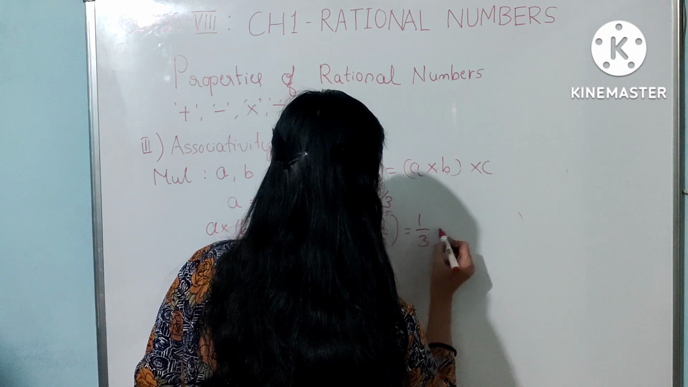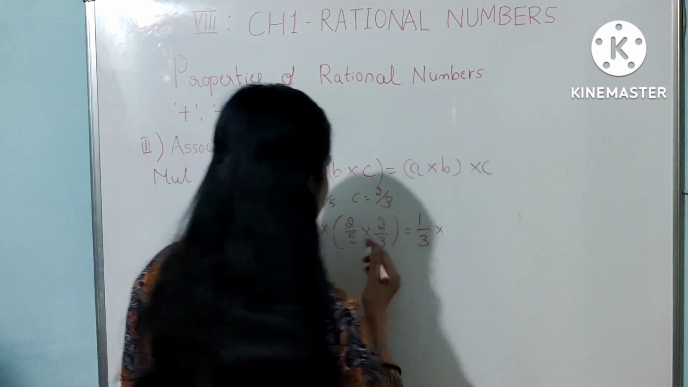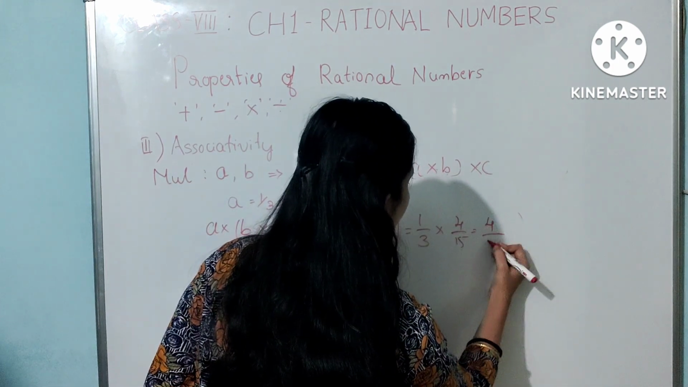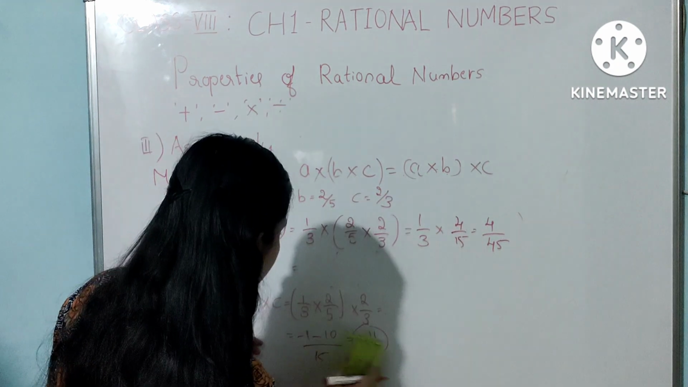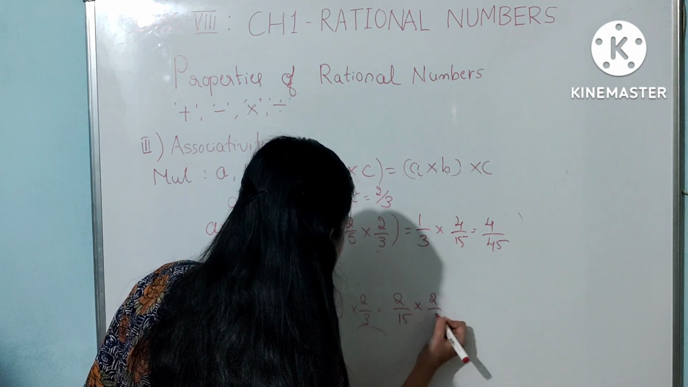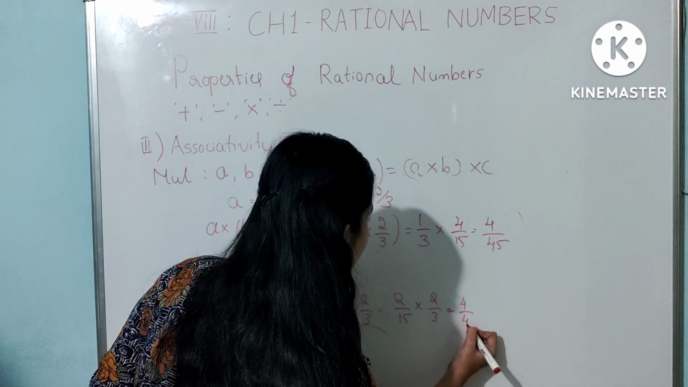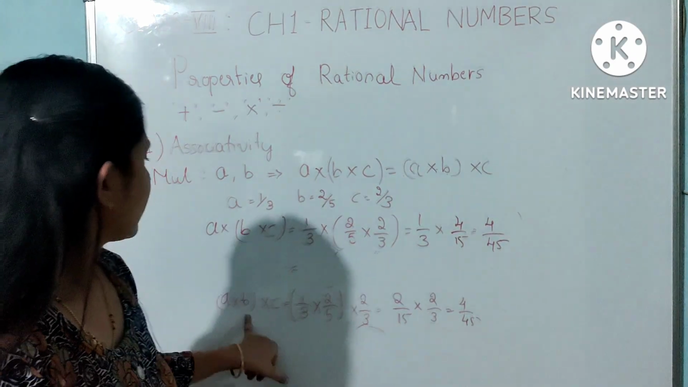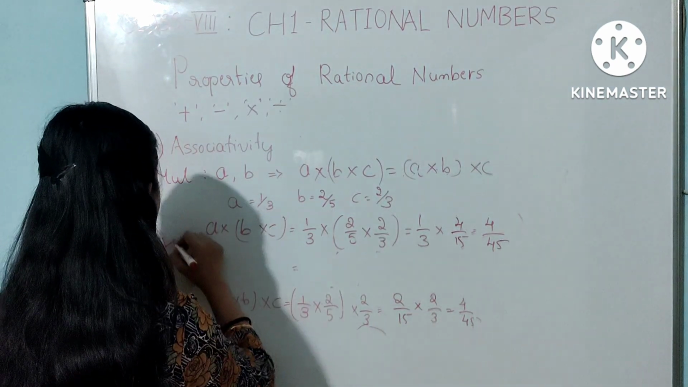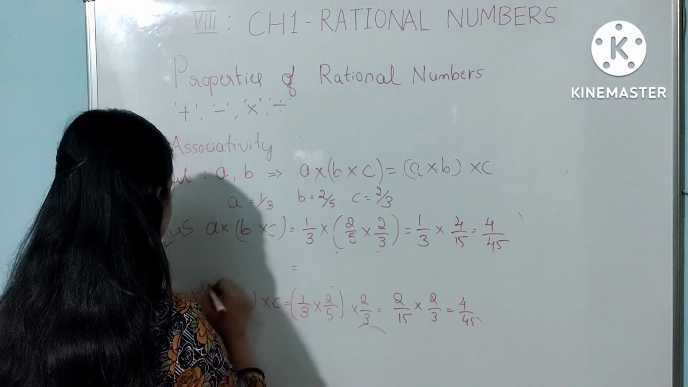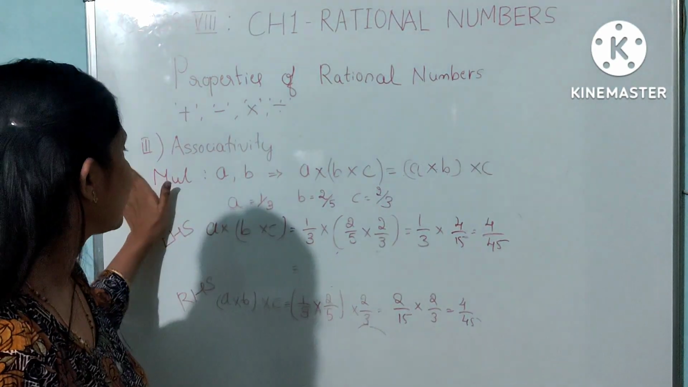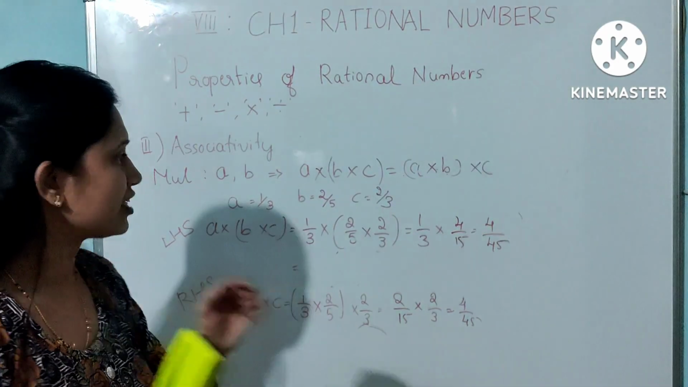So 1 by 3 into, here if you see 4 divided by 15, correct? 4 by 45. The next one, 2 bar 15 into 2 bar 3, that is 4 by 45. So can we say LHS is equal to RHS? If we consider this is LHS, this is RHS. So both are equal, correct? So what we concluded here: multiplication is associative for a given rational number.